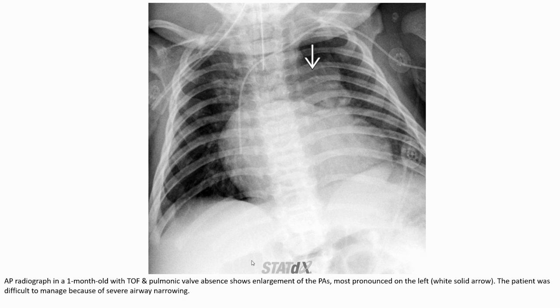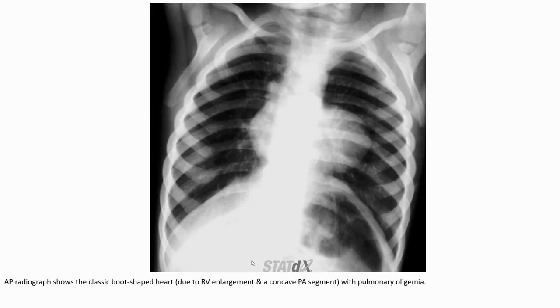This AP radiograph in a 1 month old with TOF and absent pulmonary valve shows enlargement of the pulmonary arteries, most pronounced on the left, indicated with the white solid arrow. The patient was difficult to manage because of severe airway narrowing. This AP radiograph shows the classic boot-shaped heart with pulmonary oligemia.